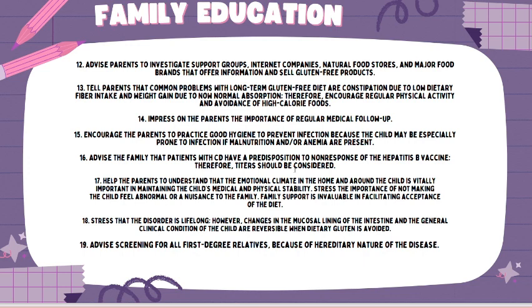So number 17, help the parents to understand that the emotional climate in the home and around the child is vitally important in maintaining the child's medical and physical stability. Stress the importance of not making the child feel abnormal or a nuisance to the family. Family support is invaluable in facilitating acceptance of the diet.